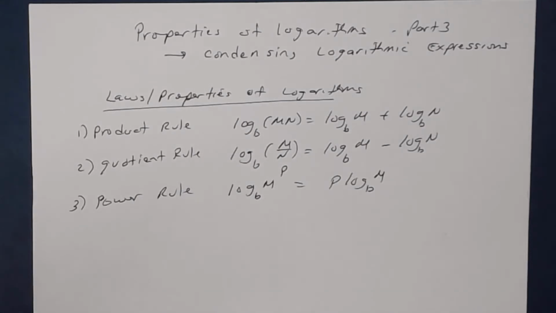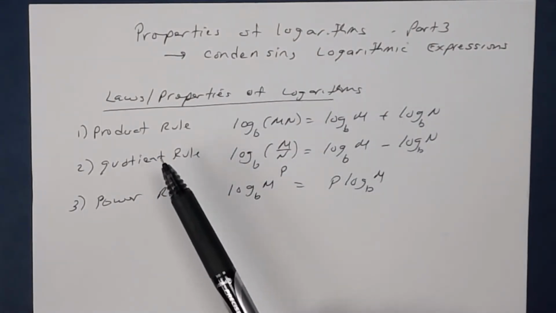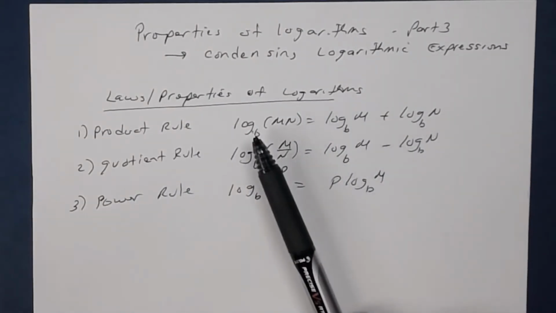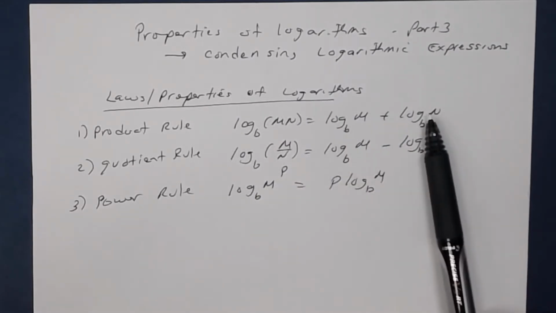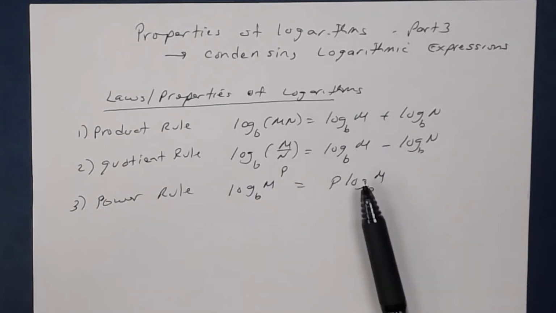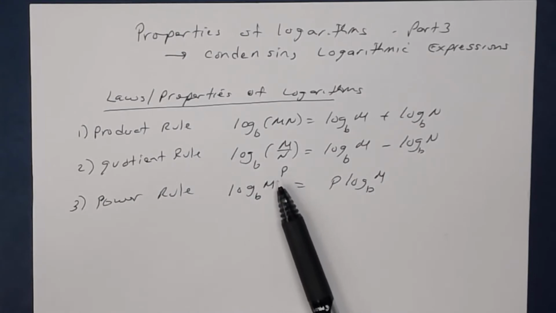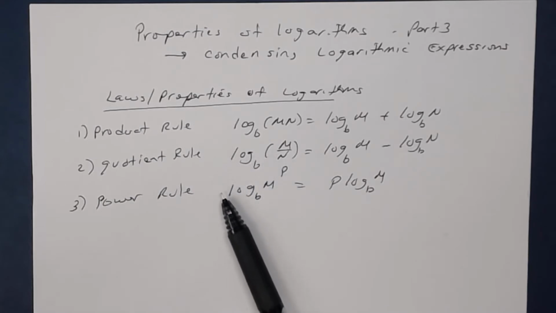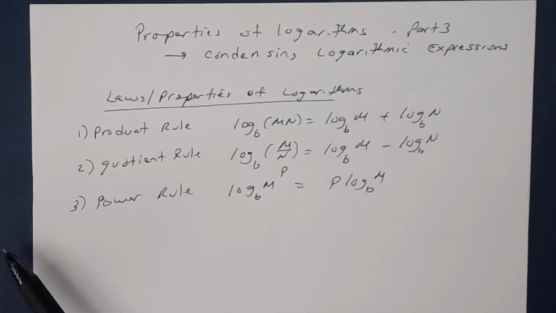Okay, so in this lesson of properties of logarithms, we're going to look at part 3. And in part 3, we're interested in condensing log expressions. So remember in part 1 and 2, we expanded the log expressions. So we went from a log of a product to the sum of two logs. We went from the log of a quotient to the difference of two logs. And we wrote the log of a number to a power, so whenever you had an exponent, we wrote it as a product. And so we used the product rule, quotient rule, and then the power rule.